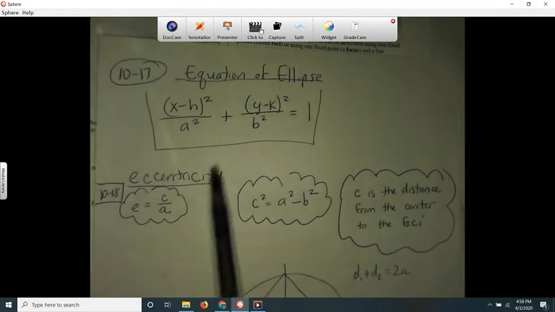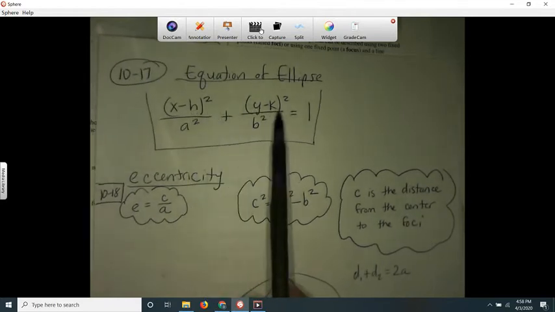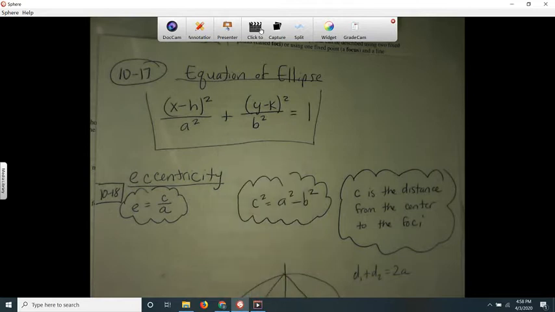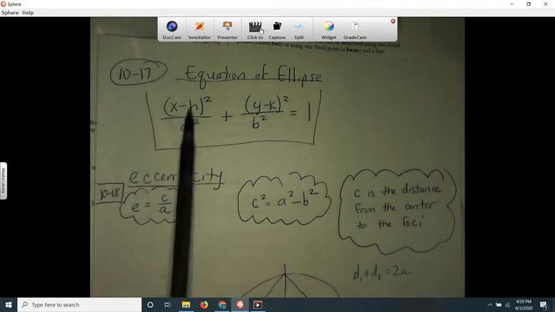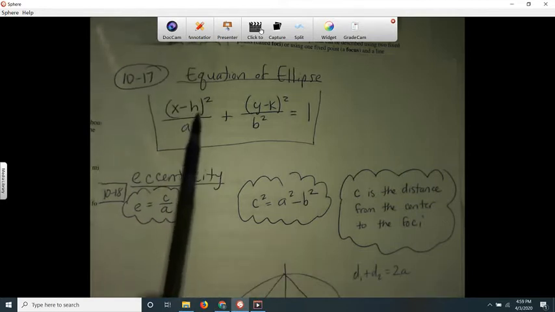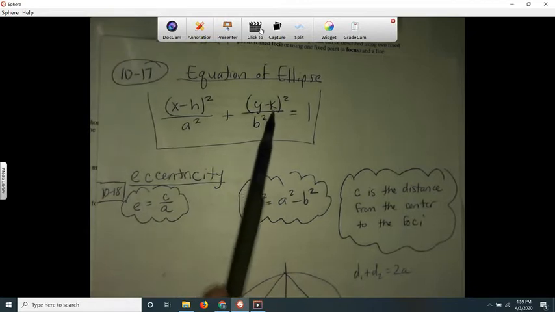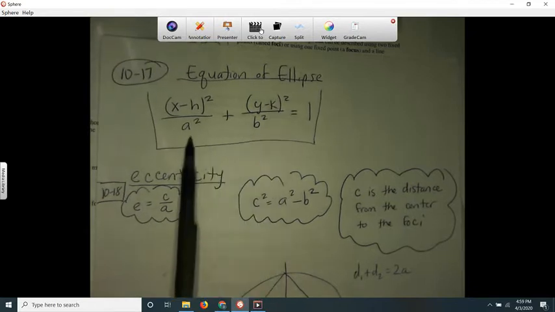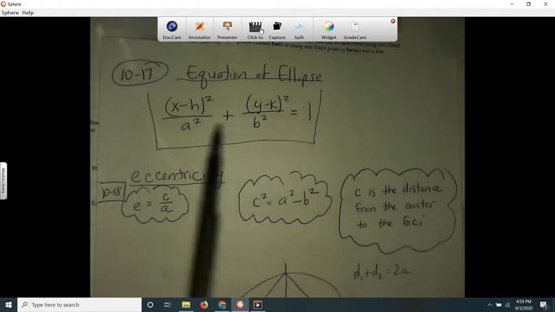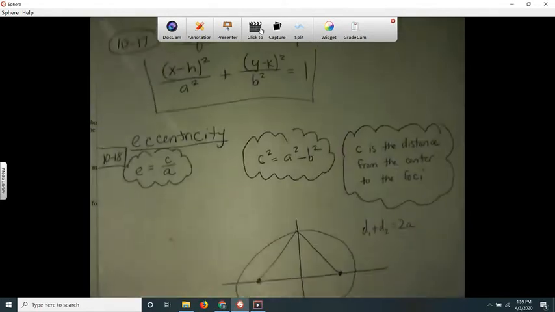So h and k do the same thing that they do to all of our other functions. An ellipse isn't a function, but h gives it a horizontal shift, and k gives it a vertical shift. And a and b, well, I'll show you what a and b are as I graph these.